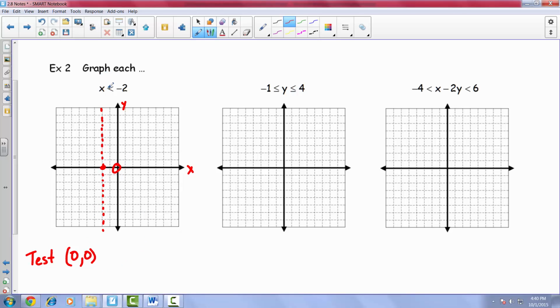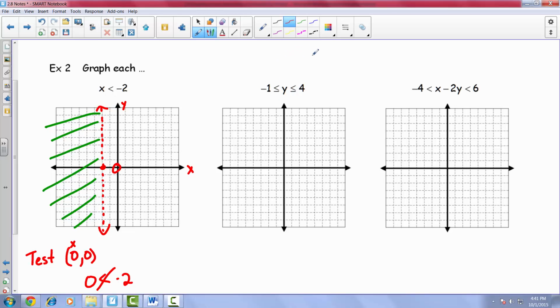Well, again, x is less than -2. In other words, we're taking this x value, 0. Is 0 less than -2? Unfortunately, no, that is false. So we tried 0, 0, it did not work, and as a result, any one of these other points would not work as well, which means we would have to shade on the left side. So there is more or less our graph for our first problem.